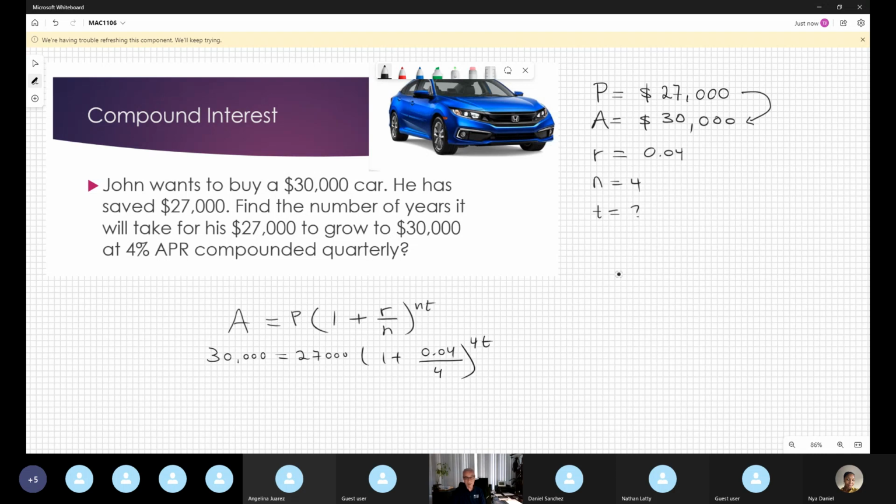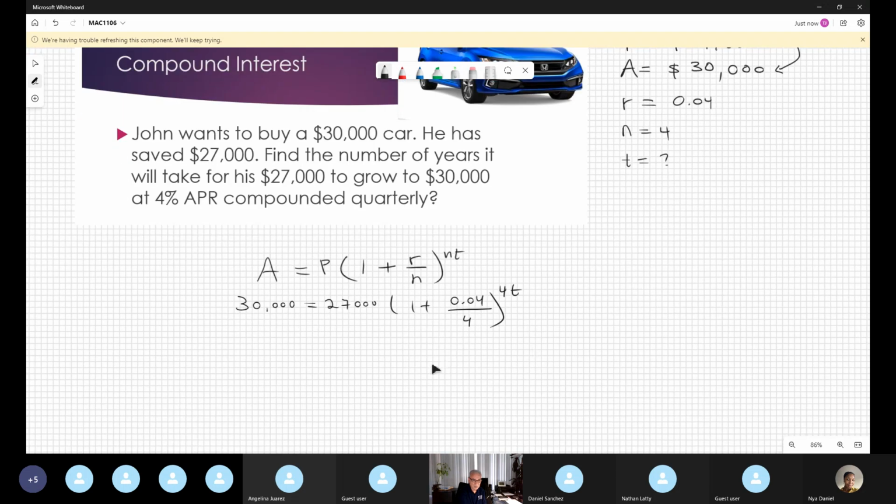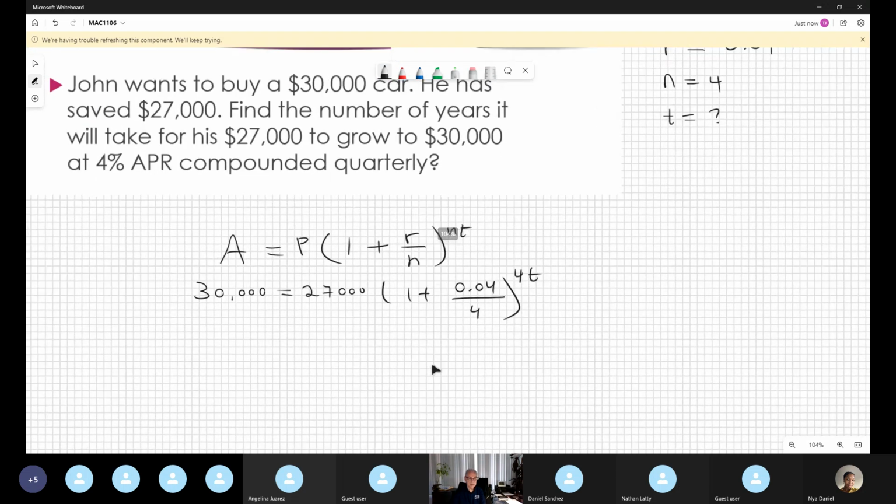Okay, not bad, because at this moment we have the exponential equation. So my unknown is T, and T is located in the exponent part. No problem. We are strong solving exponential equations. Let's do our best.